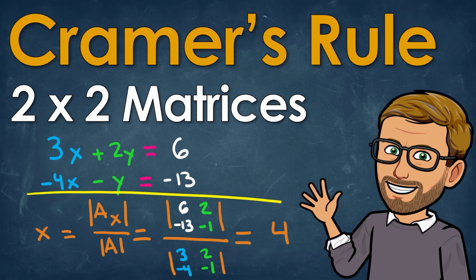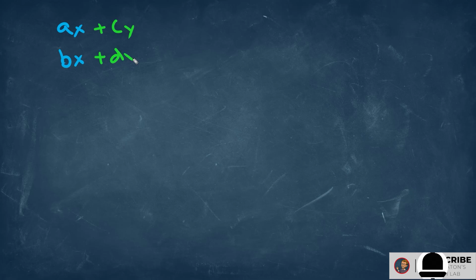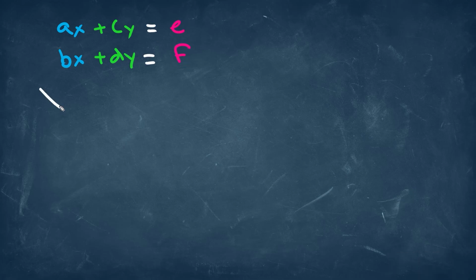In this video, we're going to be solving systems of equations using Cramer's rule for 2x2 matrices. First thing that we're going to want to do is establish the rule for Cramer's rule if we have a two variable system of equations, or in other words, a 2x2 matrix. We can figure out the value of x and the value of y by looking at a system of determinants.